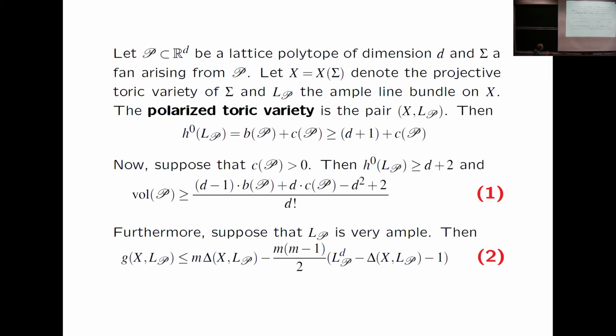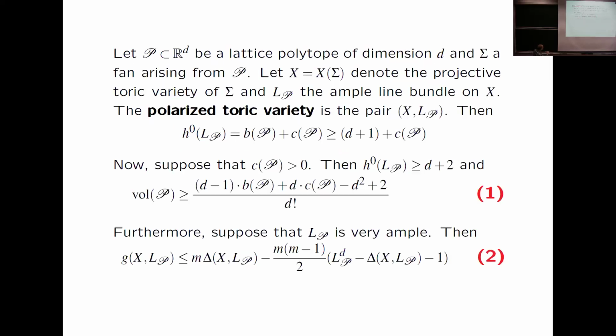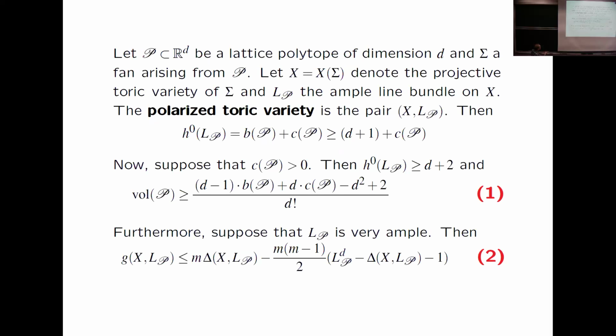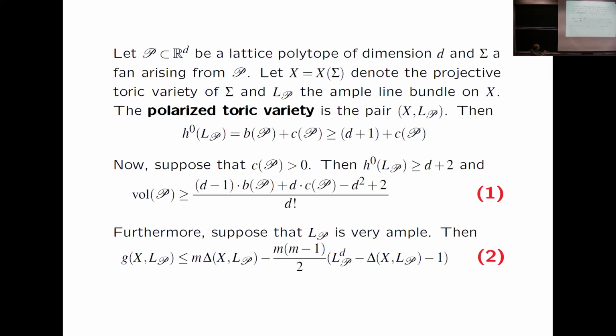And X_{L_P} is Castelnuovo if and only if the equality holds in the inequality, so essentially this equality is equivalent to that equality. This was proved by Kawaguchi. So this inequality has some meaning in algebraic geometry. Takayuki called X_{L_P} Castelnuovo if this condition and this condition hold, and this is equivalent to the equality holding in the lower bound inequality.